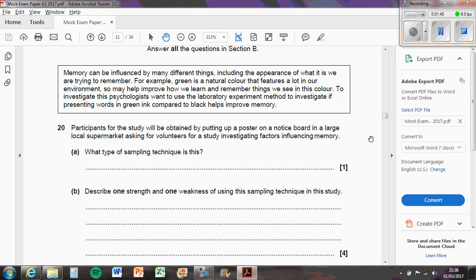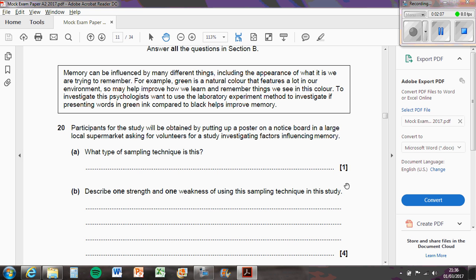A strength of it is that because they're volunteering, they're probably not going to drop out from the study. So your sample's not going to suffer from attrition, and your results therefore will be more representative for everybody. Because they've volunteered to take part, they've come to you, so they've responded to that poster on the notice board. It's not like they're going to drop out because they wanted to see what this was about. So that could be a strength of it.